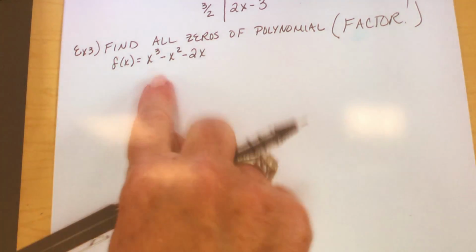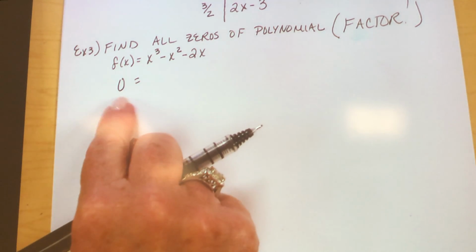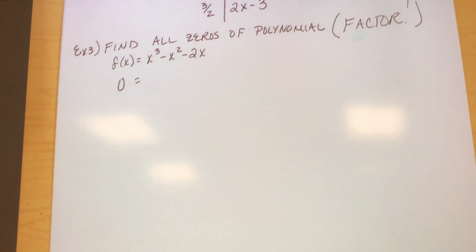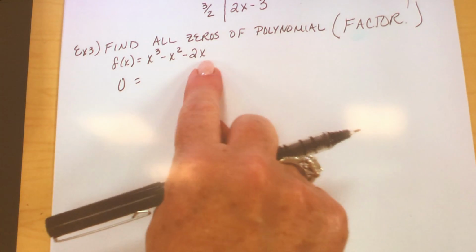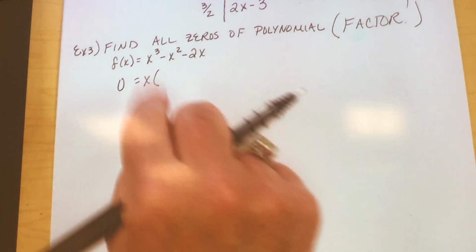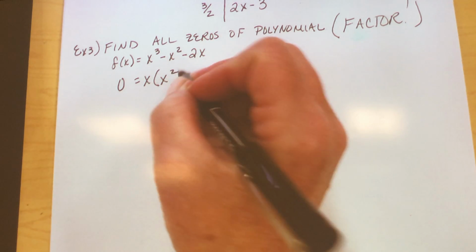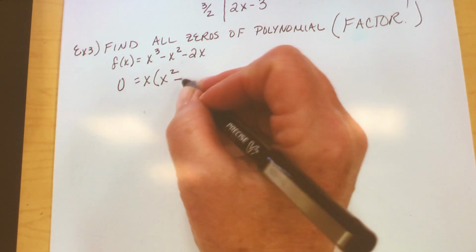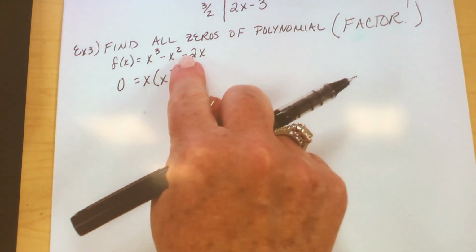Okay? So let's set him equal to 0. Remember that y, that's what this is, and 0 are interchangeable. And let's factor. What's the first thing you say to yourself when you're factoring? Take an X out. Can you take anything out? Yes, an X pulls out. What do you multiply X by to get X to the third? What do you multiply X by to get negative X squared? And what do you multiply X by to get negative 2X?